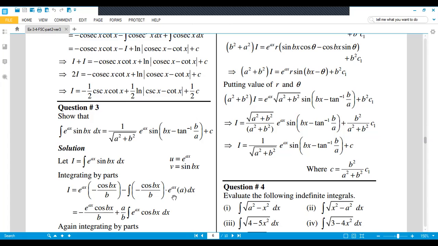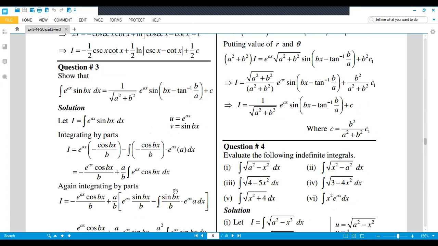Minus whole integral of sine bx is minus cos bx divided by b. E power ax derivative is as it is, e power ax, and further derivative of ax is a. So now we write it as minus e power ax cos bx over b plus a over b integral of e power ax cos bx, because minus minus is plus.